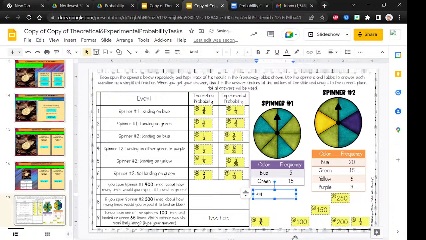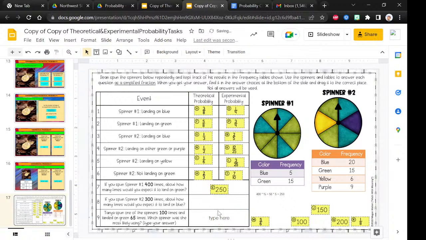So 400 times I spin the spinner. And how many times would you expect it? Expect means theoretical. So you'd expect it to land on green 5/8 of the time. So you're going to go 400 times 5/8. Well, 400 times 5/8, take 400, divide it by 8, that gives you 50. Then times 5, that would give you 250 times. You'd expect it to land on green 250 times.